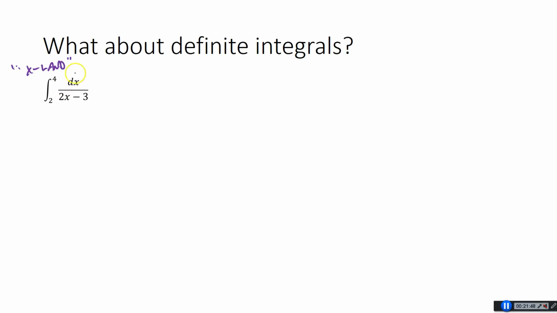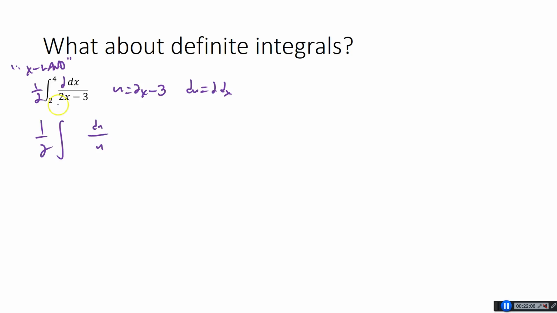So we change this. I'm going to do u equals 2x minus 3. And then du is 2 dx. So we need a 2 here. We need a 1/2 in the front. So now we're integrating 1/2 integral of 2 dx turns into du. So we have du over u.